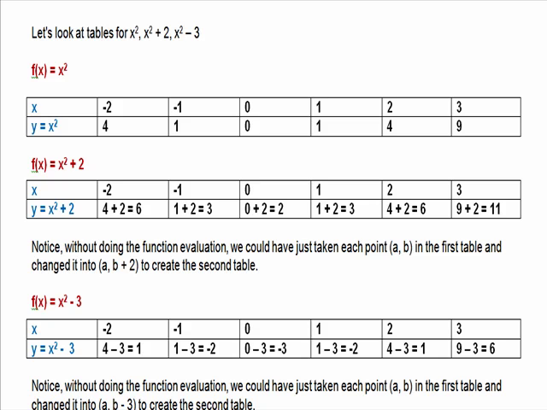So if I take a look first at f of x equals x squared, I just happened to pick the values from -2 on up to 3. So I did -2, -1, 0, 1, 2, and 3. And I squared them, so that gives me 4, 1, 0, 1, 4, 9. If I did x squared plus 2, notice what I said is it doesn't affect the x's. So I'm going to keep all the same x's. And notice the y's I get are exactly the same y's I had before, just added 2 for each corresponding value. Notice, by the way, without doing the math out, we could have just taken each point (a, b) in the first table and changed it into (a, b plus 2) to create the second table.